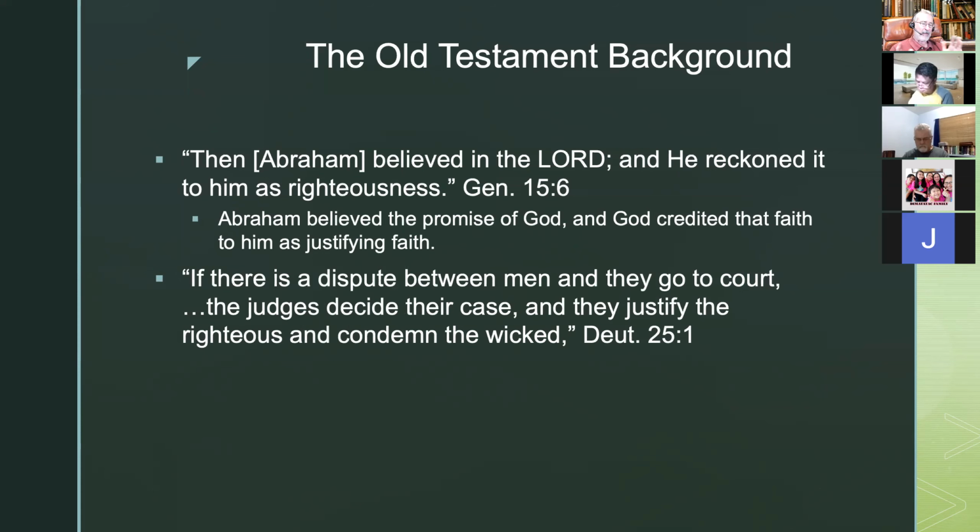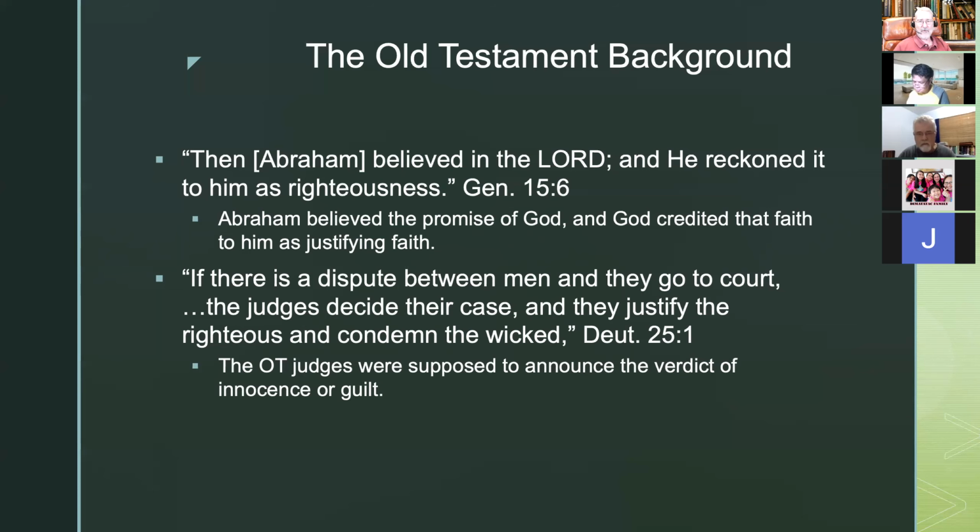Deuteronomy 25:1, this is how the courtroom part of it comes out. If there's a dispute between men and they go to court, the judges decide their case and they justify the righteous and condemn the wicked. So the Old Testament judges were supposed to announce the verdict of either innocence or guilt. And a righteous judge, a good judge, an honest judge, would look at the evidence and listen to the arguments and decide what verdict the evidence supported.